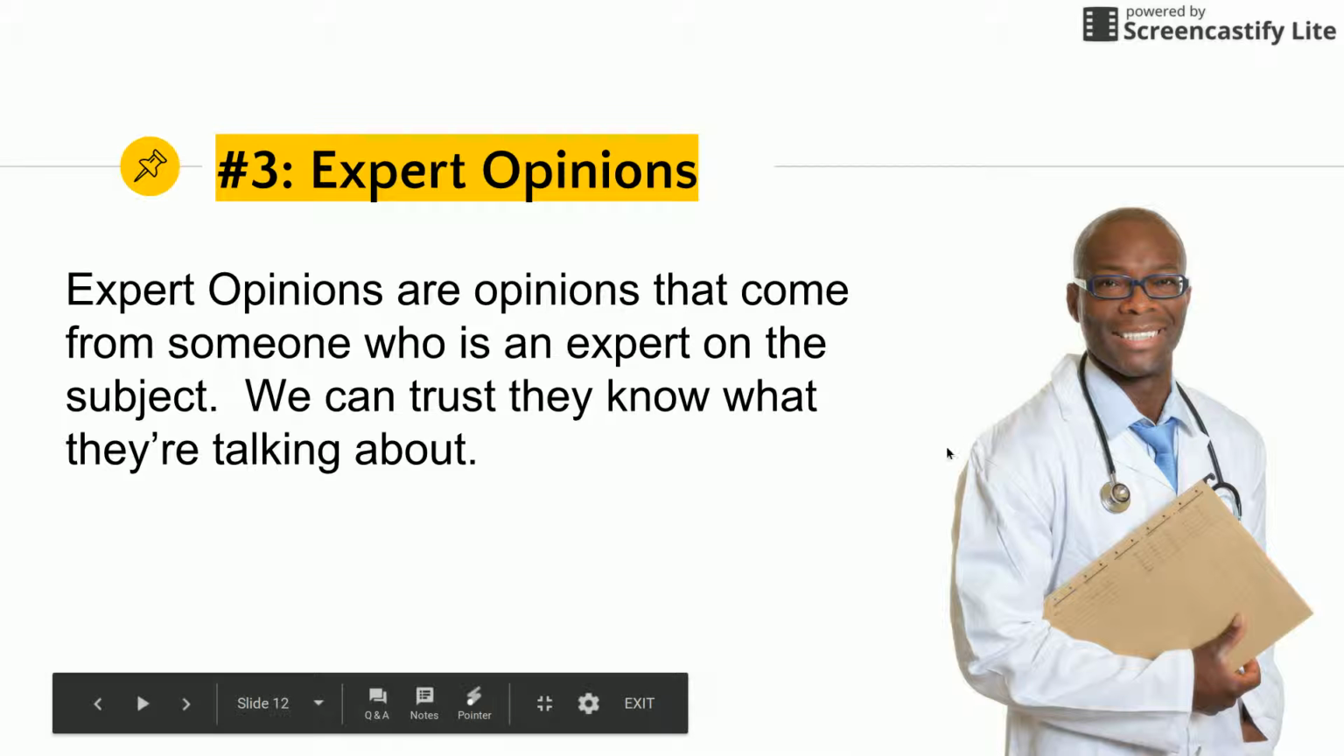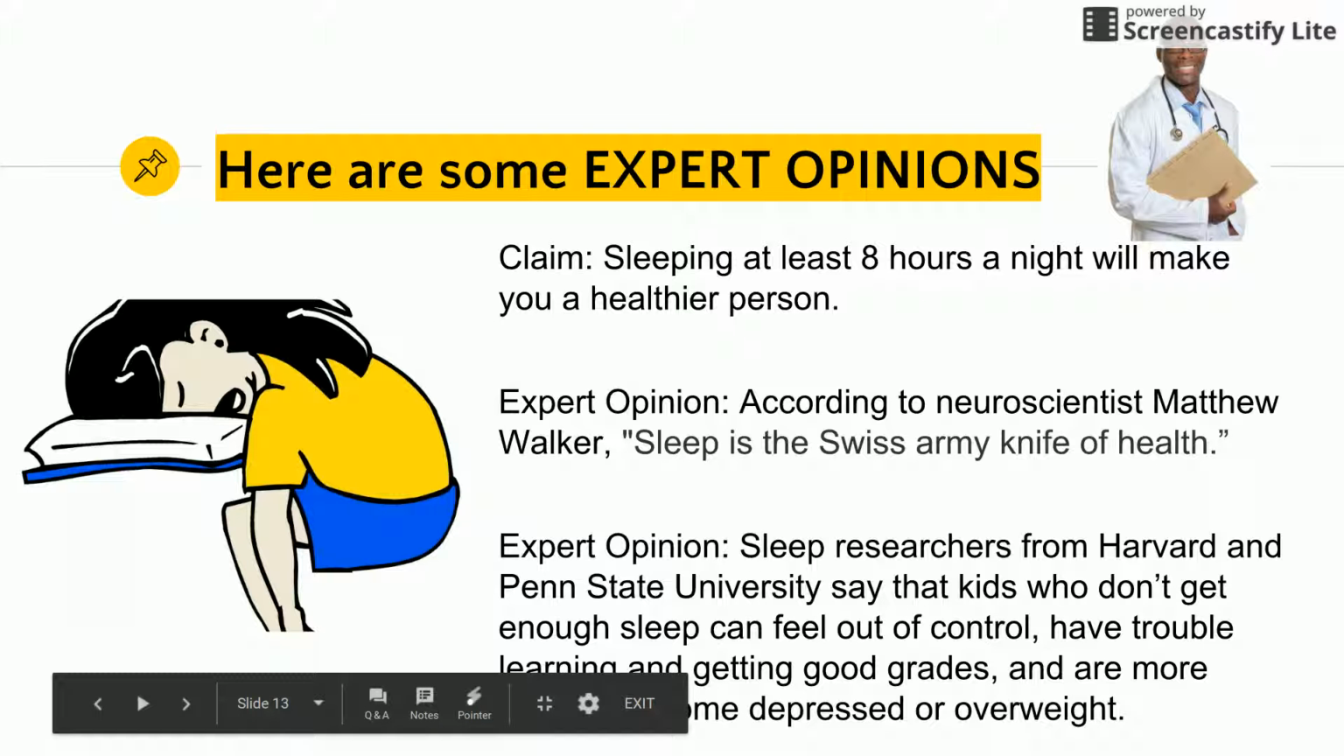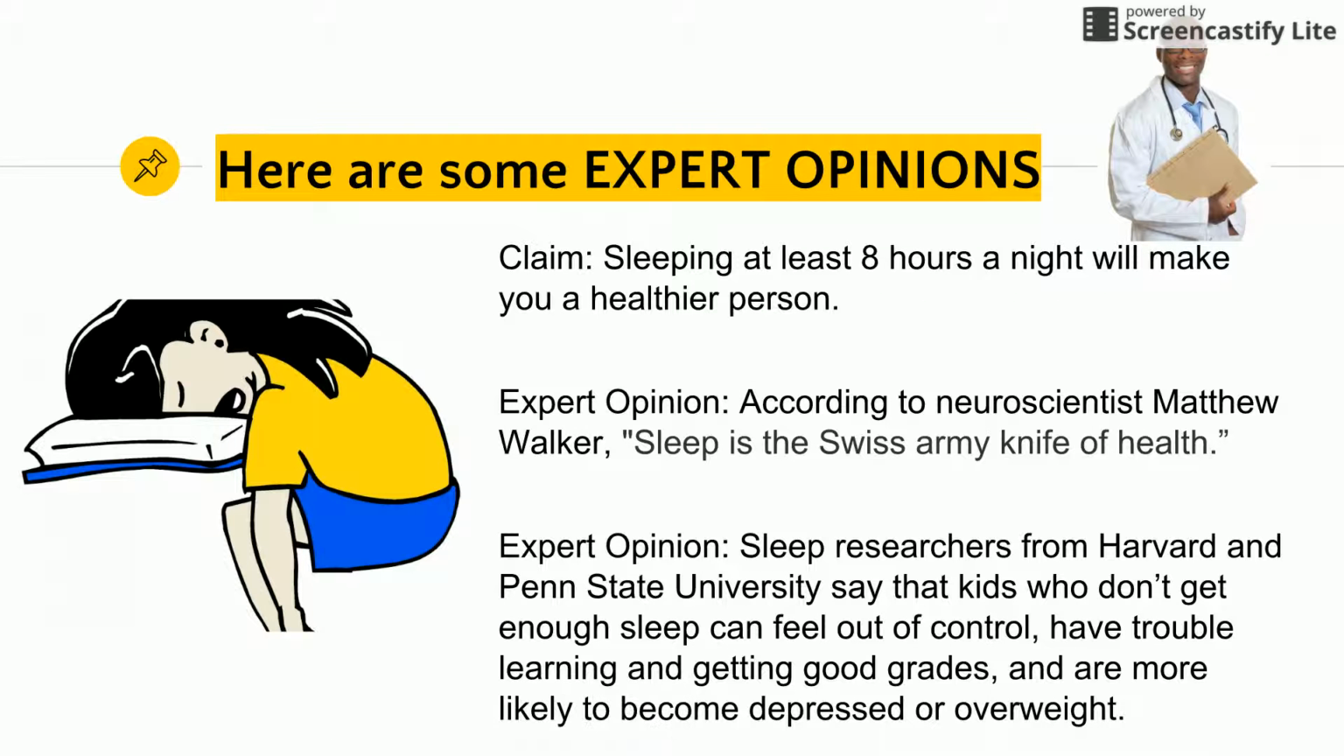Here are some expert opinions. For the claim that sleeping at least 8 hours a night will make you a healthier person, we could look to some experts. One expert opinion is, according to neuroscientist Matthew Walker, quote, "Sleep is the Swiss Army knife of health." Since this guy is a neuroscientist, somebody who studies the brain, we can trust that he knows what he's talking about. We don't really need more proof.